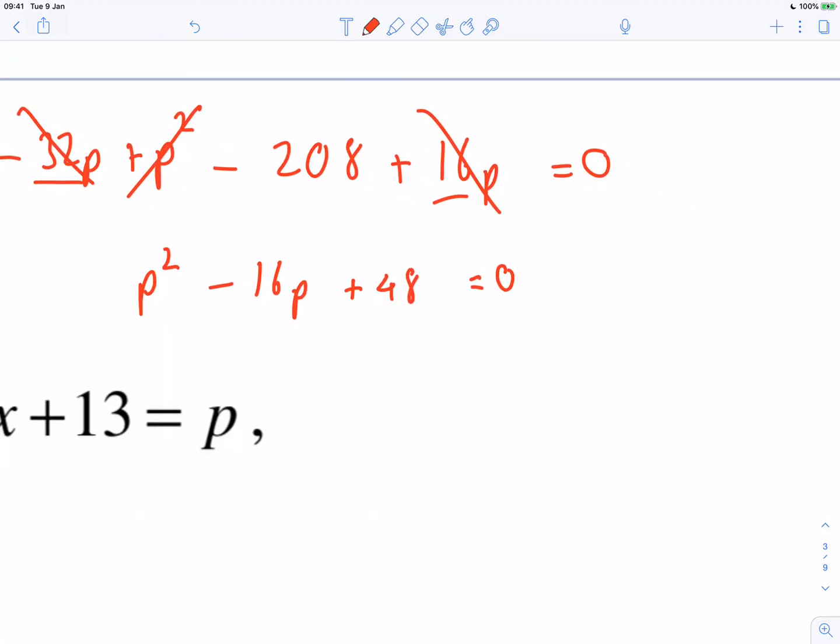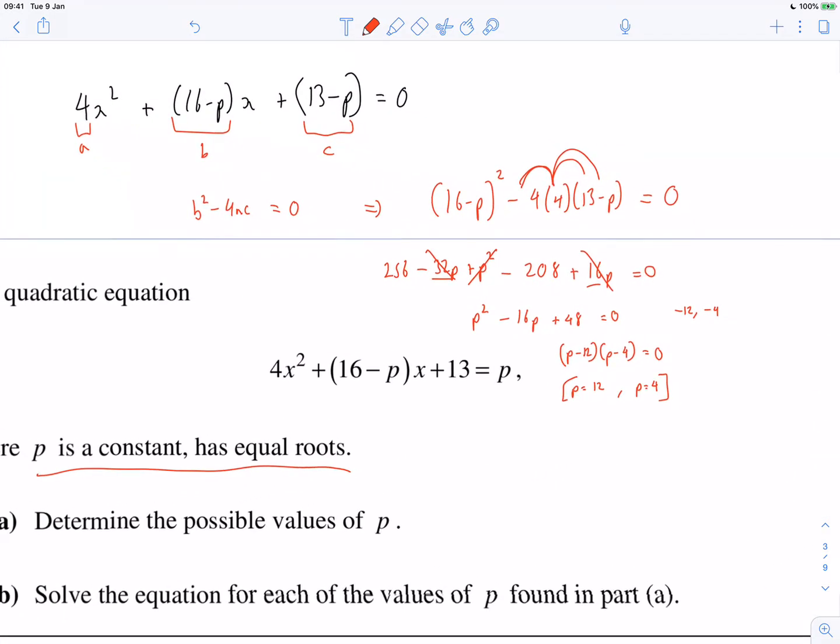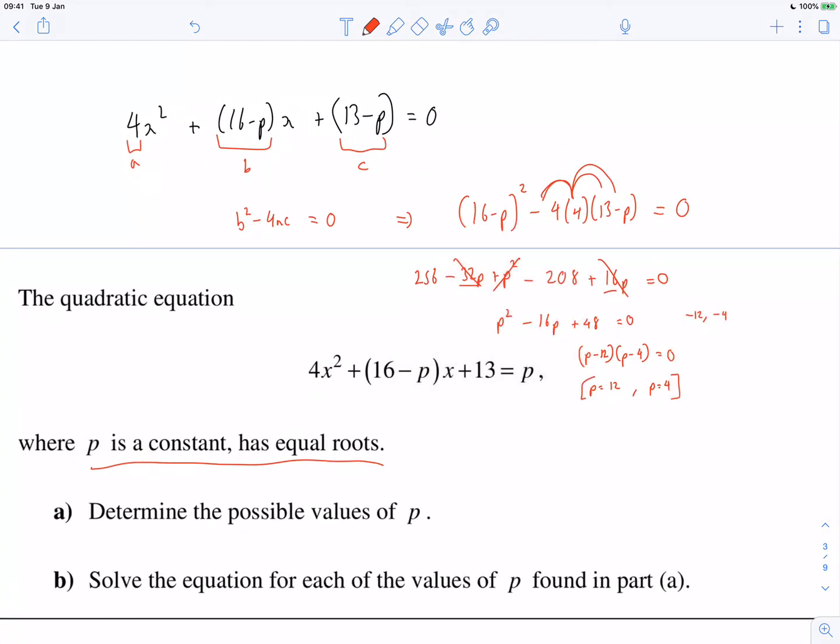Okay, right. So does this factorise? Well, after a while you kind of get a grasp of whether they do or not. Can you think of two numbers that add to minus 16 and multiply to 48? Well, I think it's minus 12 and minus 4. So this becomes p minus 12 times p minus 4. So the two values of p are p is 12 and p is 4. And what we need to do is have a look at the question and see if there's any values of p we can't find. So determine the possible values of p. Yes, I've done that, 12 and 4.